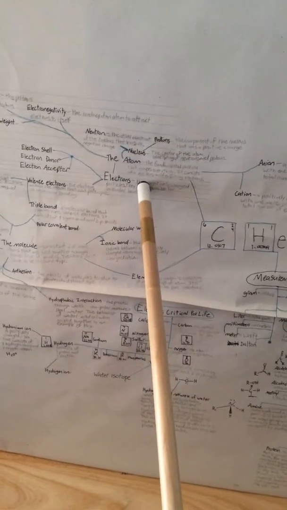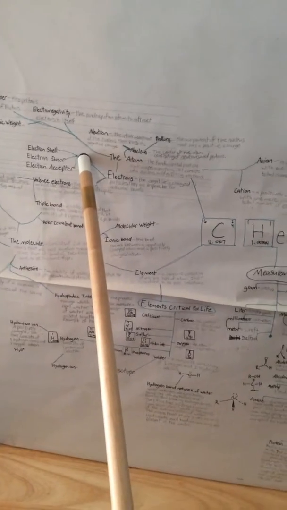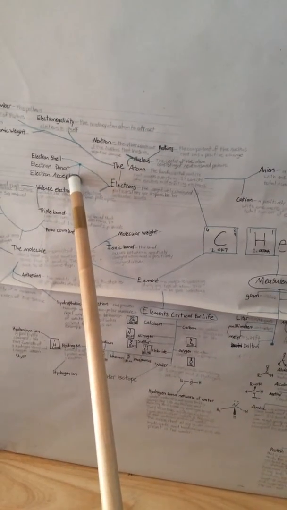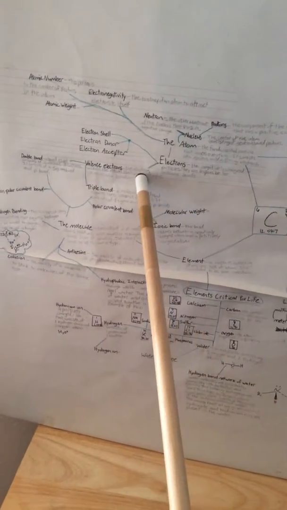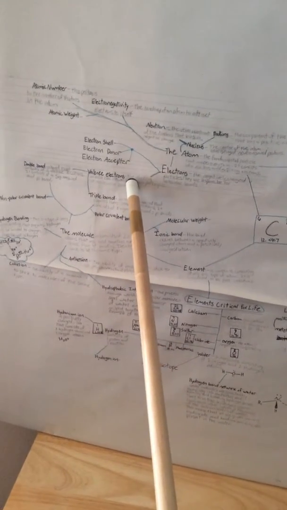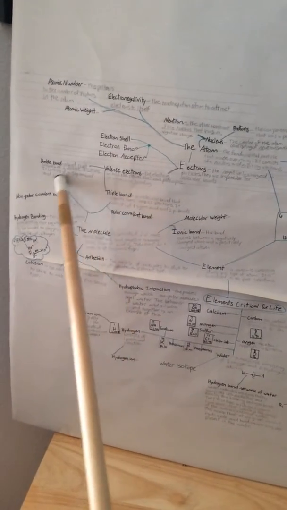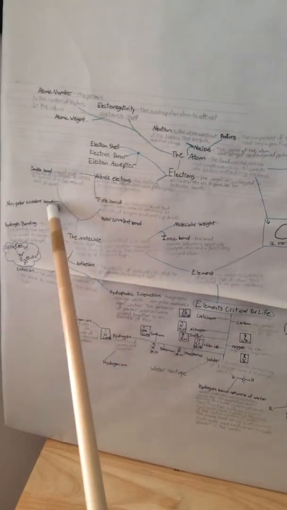These are mostly responsible for bonding. And so from here, we're going on into some of the characteristics of electrons, being the electron shell, electron donor, and electron acceptor. And from here, we stretch on down to valence electrons, which are the type of electrons that are responsible for molecular bonds. And then from there, we stretch on to the double bond and the triple bond, and polar covalent bond and the non-polar covalent bond. And because these are all responsible for the molecule, we stretch on down to the molecule, makes a full round.